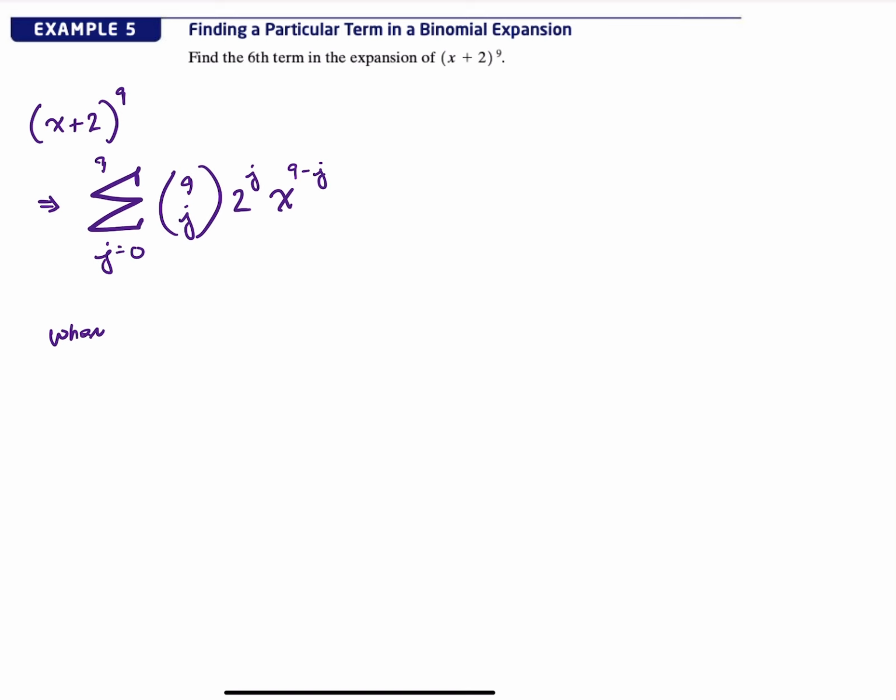So let's say when j equals 5, that would give us 9 choose 5 times 2 to the 5th power times x to the 9 minus 5 power. So that would be x to the 4th. So 9 choose 5, that'll be 9 factorial over 5 factorial times 9 minus 5 is 4, so 4 factorial. 2 to the 5th is 32. And then we have x to the 4th.